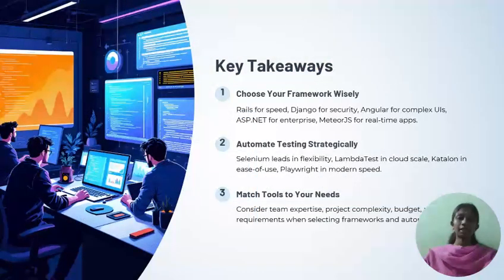Key takeaways: choose the right framework. Rails for speed, Django for security, Angular for rich UI, ASP.NET for enterprise, Meteor.js for real-time apps. Automate testing smartly. Selenium for flexibility, Lambda Test for cloud scalability, Katalon for simplicity, Playwright for fast CI/CD. Match tools to your project based on team, skill, budget, and scalability needs.